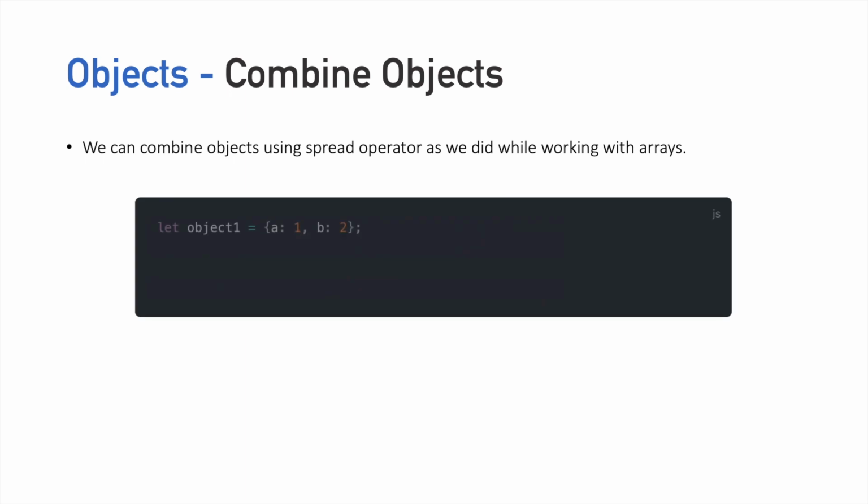Suppose we have object1 with two properties a and b with the values 1 and 2 respectively. And we have object2 where we expand object1 within object2 and we add another property c with value 3. Now if we console.log object2, we'll get the output as an object which contains the properties of object1 as well as the properties of object2. This means that we have successfully combined object1 and object2 using the spread operator.